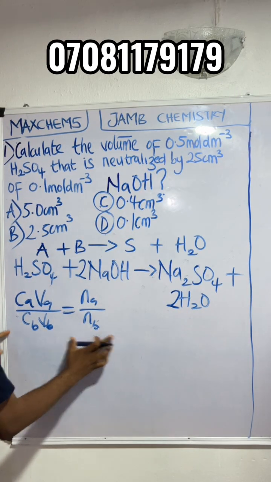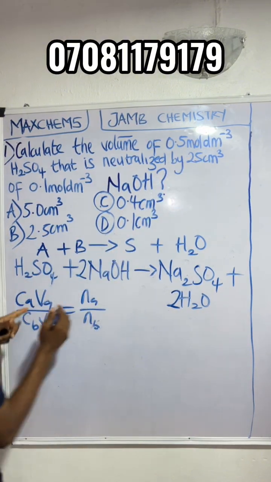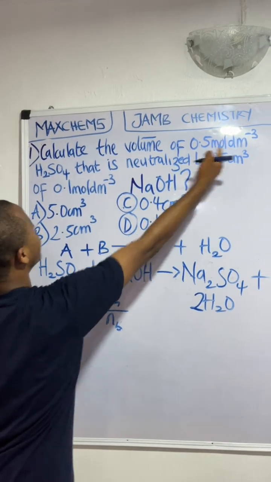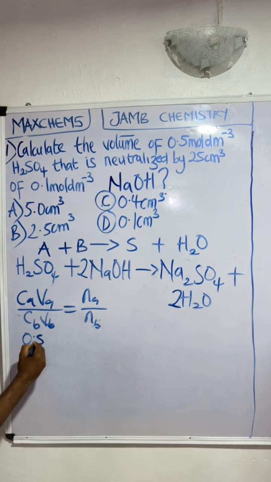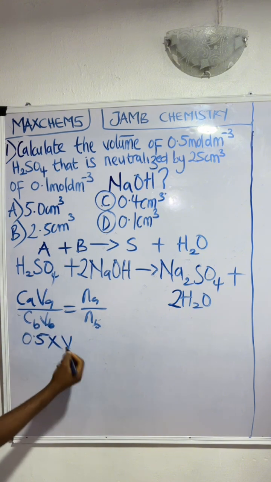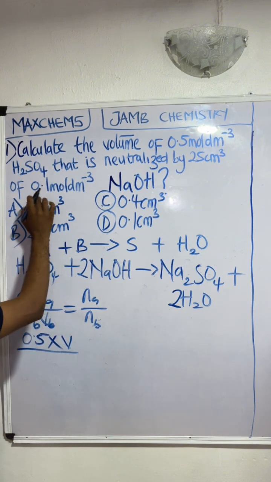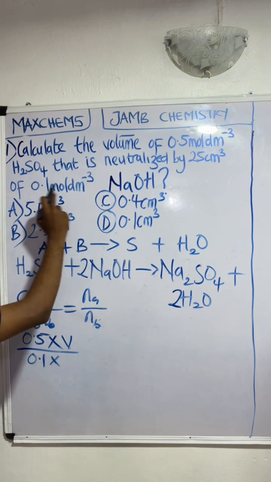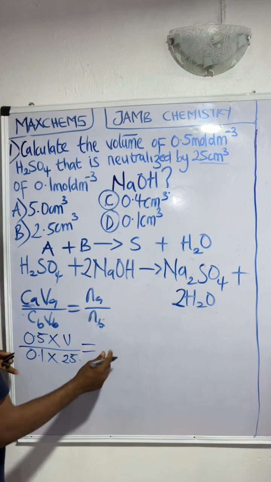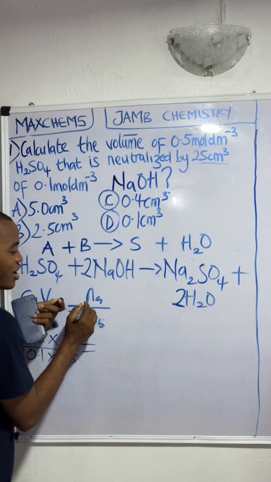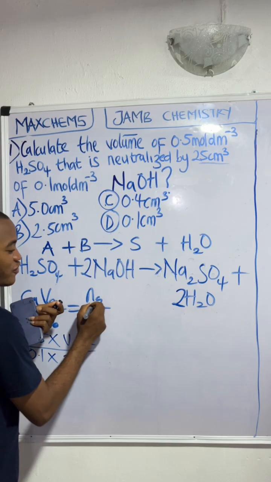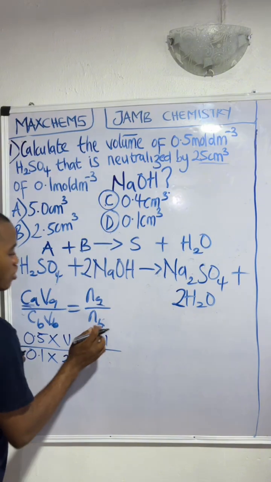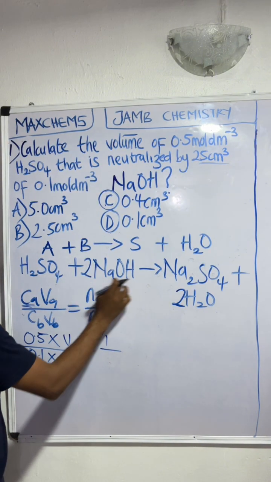So let's continue. Now that we've gotten this formula, what are we looking for? Volume of acid, which is our Va. So let's quickly put in all our values. Ca, concentration of acid, is 0.5 moles per dm cube, they gave us. So just write 0.5 times Va, which we don't know, over Cb, concentration of base, 0.1, times the volume of base, which is 25 cm cube. What is the number of moles of acid in the balanced reaction? It is 1. There's no coefficient, so just write 1 over the number of moles of base in the balanced reaction, which is 2.